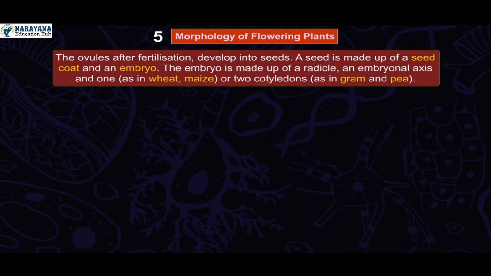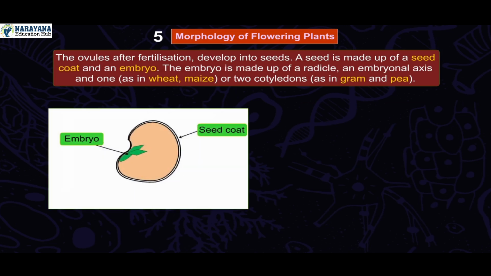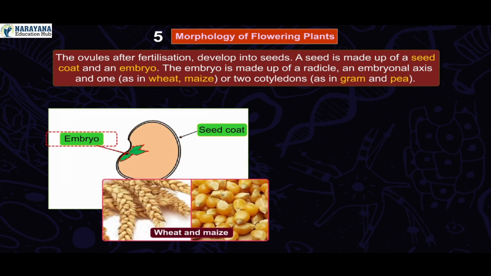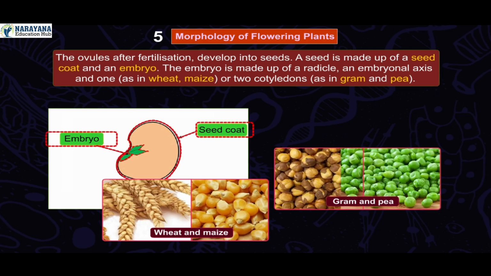The seed. The ovules after fertilization develop into seeds. A seed is made up of a seed coat and an embryo. The embryo is made up of a radicle, an embryonal axis, and one cotyledon, as in wheat and maize, or two cotyledons, as in gram and pea.